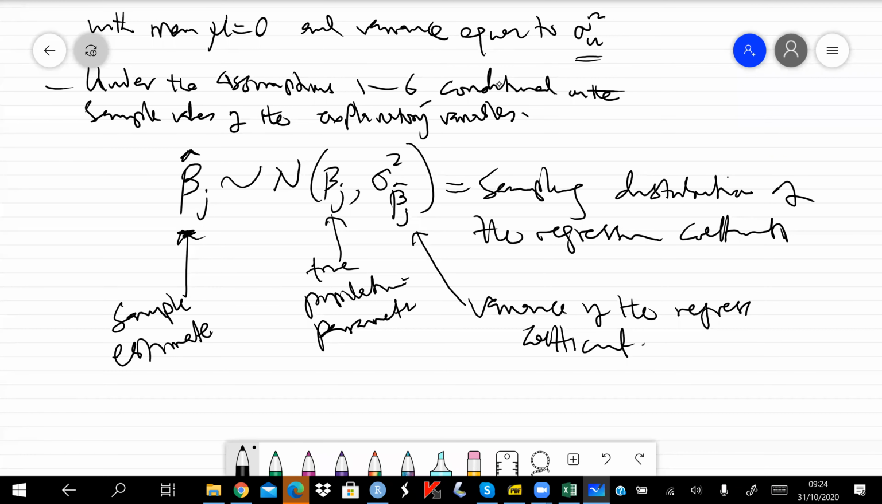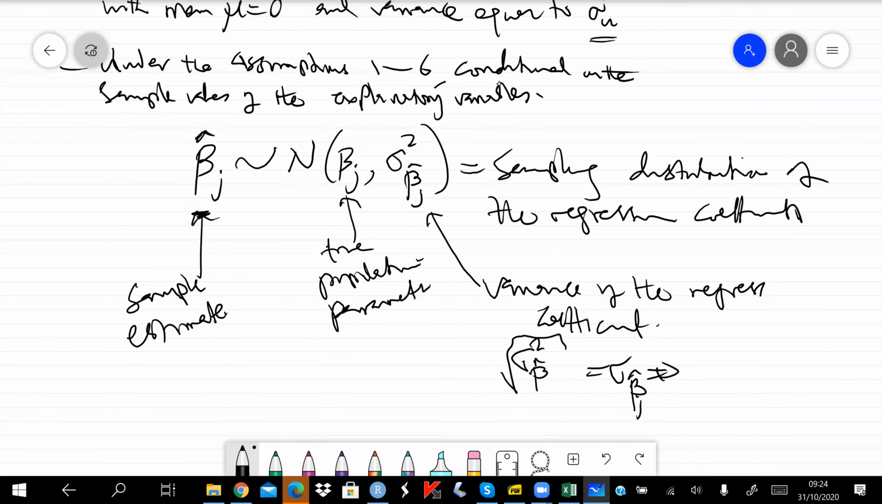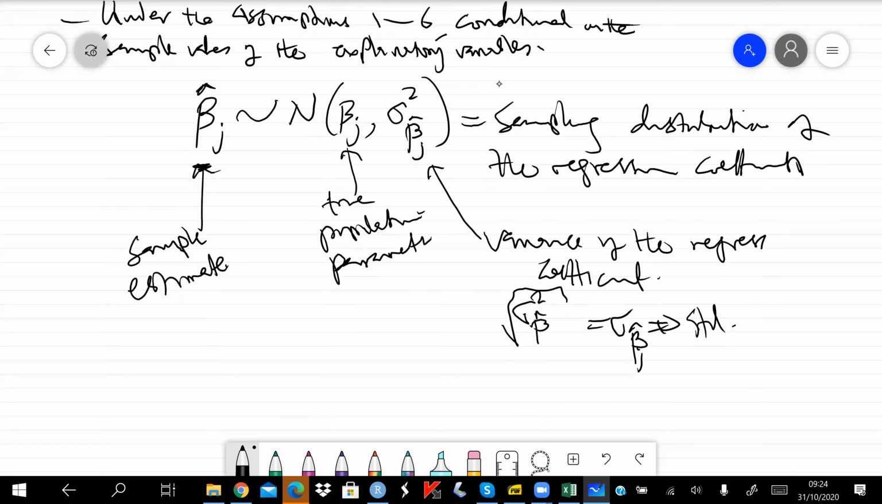If you take the square root of sigma squared of beta hat like that, you'll get sigma of beta j. And what is here is what we previously called the standard error of the regression coefficient. The standard error of the regression coefficient.